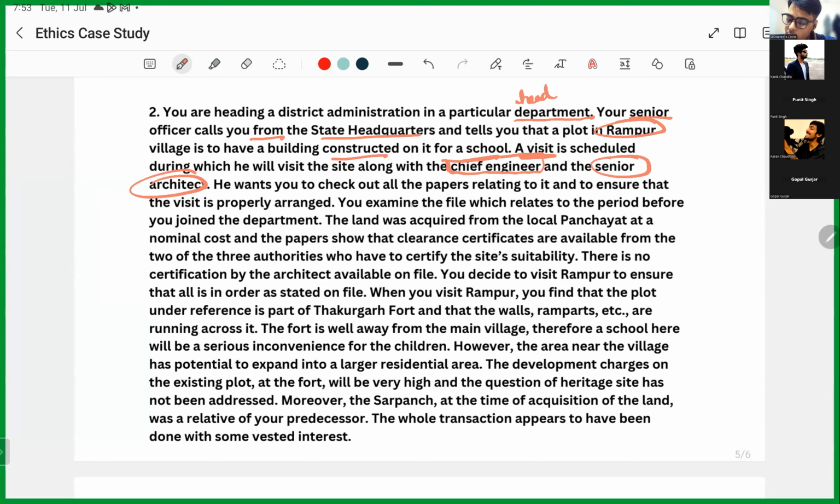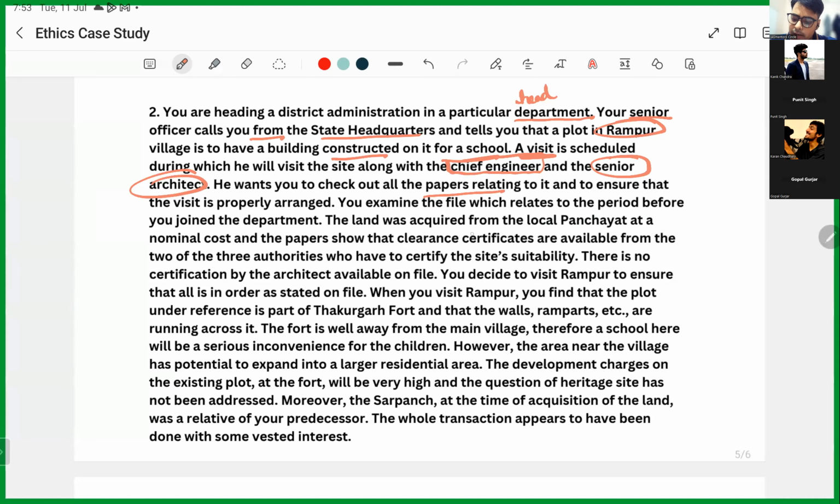He wants you to check out all the papers relating to it and to ensure that the visit is properly arranged. Okay, normal, all papers. I just underline. You examine the file, which relates to the period before you joined the department. Since you are a good officer, you note the date before you joined.